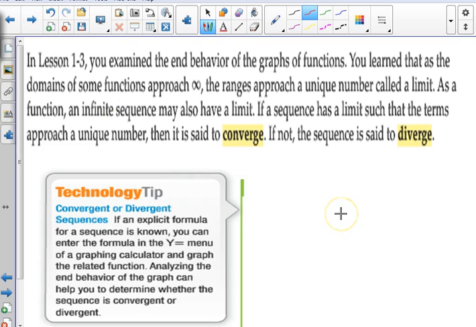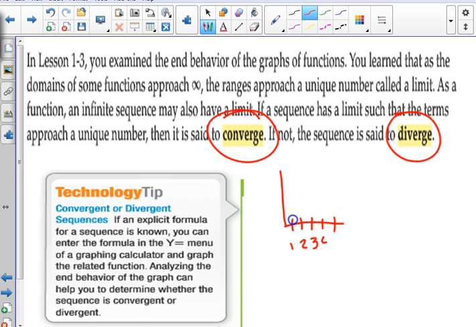Converging and diverging. To be able to see visually if a sequence is approaching a certain number. Do you remember the other day I talked about you put the term number across the bottom and you put its value? If it's a straight line, what kind of sequence was it? Yeah, arithmetic because it was going up by a certain amount every time. Makes sense? That would be called the slope.